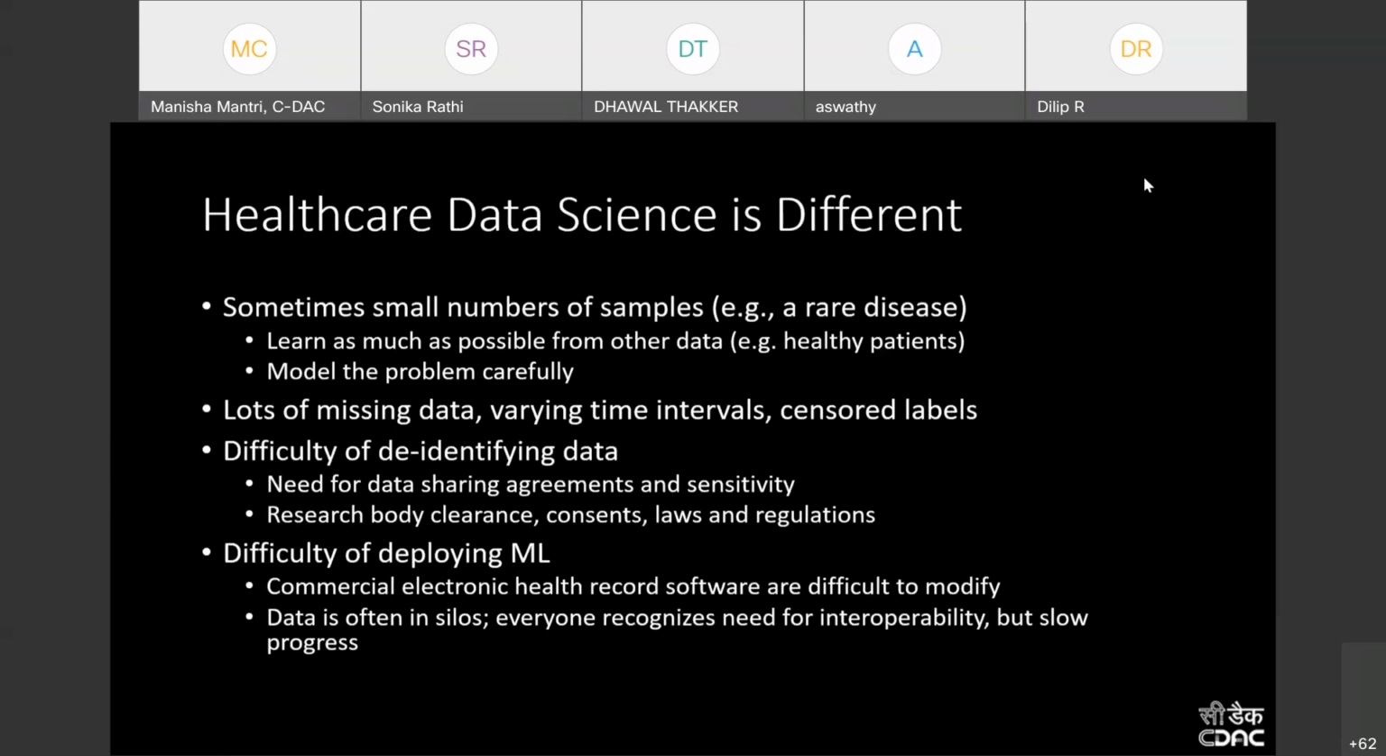And just a few more slides about why and how it is different and difficult. Sometimes you have a small number of samples available, for example, in rare disease cases. In that case, you have to look for other possible data and train your algorithm on that data, which is of healthy patients. And it really affects the way your algorithm performs. So you need to model the problem very, very carefully.